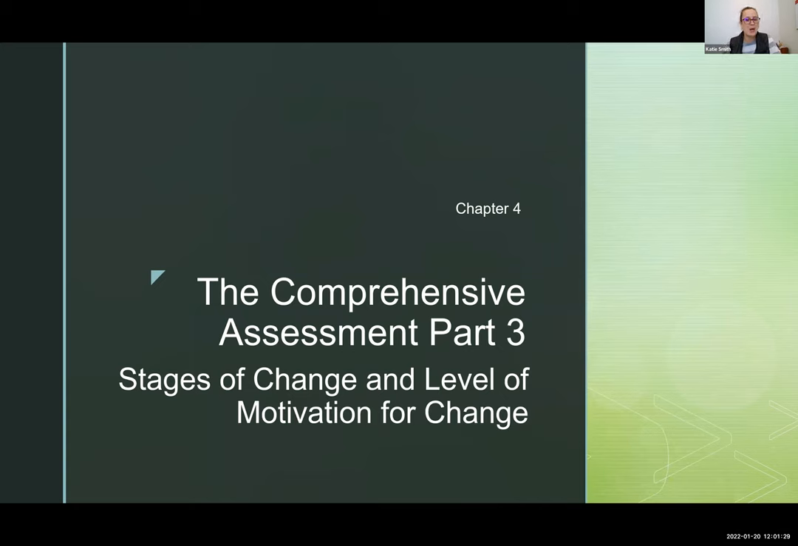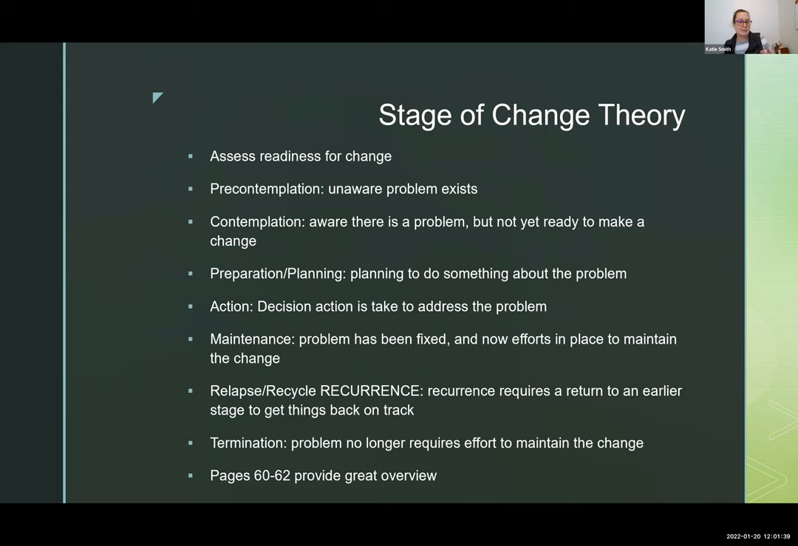All right, the last part of the comprehensive assessment, we're going to look at stages of change and level of motivation for change. So chapter 4 is a pretty quick chapter. So we have the stages of change theory. This is assessing readiness for change. And so we have these stages of change. And note that people don't necessarily always go through these one by one. People can enter and go back and forth. So somebody can be in pre-contemplation, get to contemplation, and go back to pre-contemplation. People can also be in different stages of change for different challenges they face. So I'm in pre-contemplation about my alcohol use, but I'm in preparation about my depression.